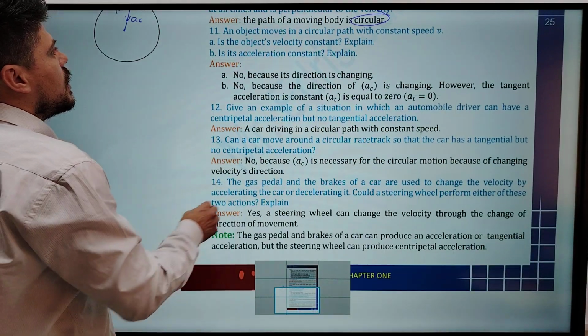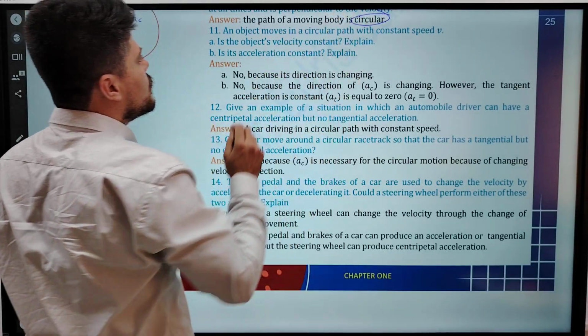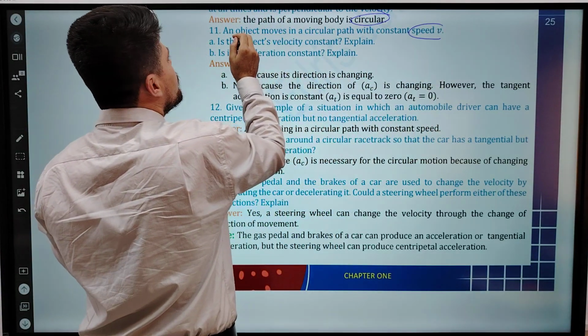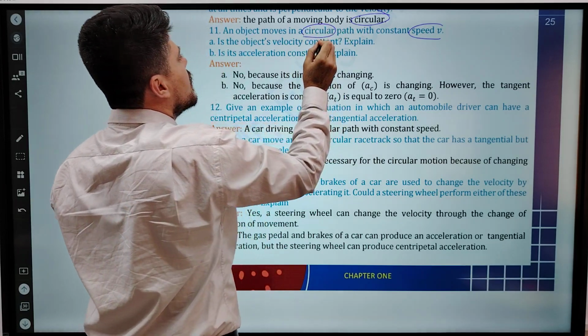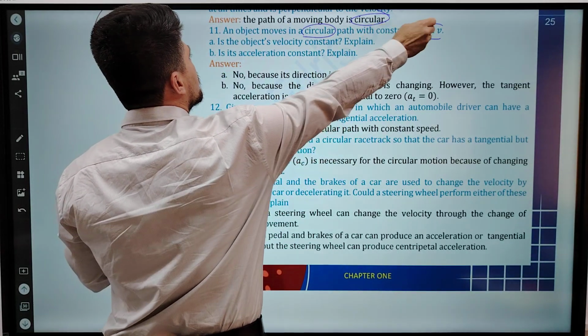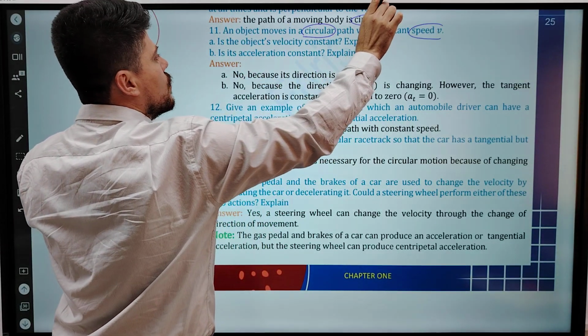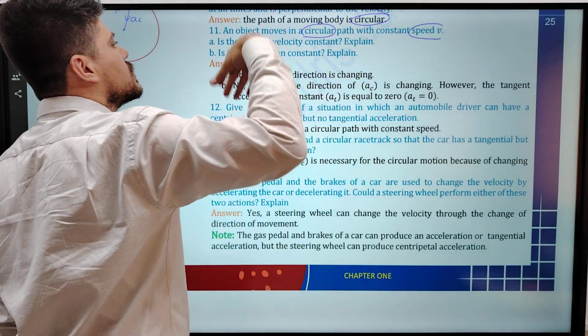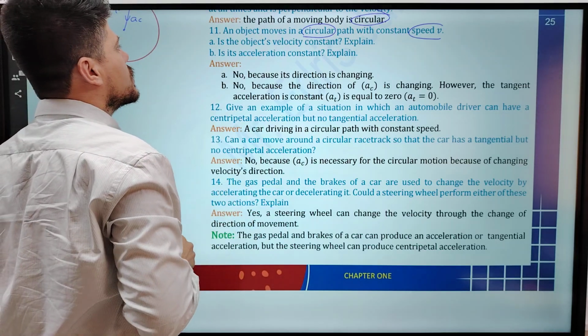Question 11. An object moves in a circular path with a constant speed. With constant what? Speed. In which path? Circular path. Is it possible to write constant velocity? Never. Why? Because in a circular path, velocity is not constant. Velocity changes through changing its direction.